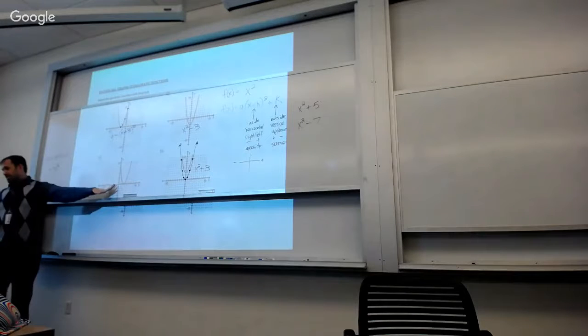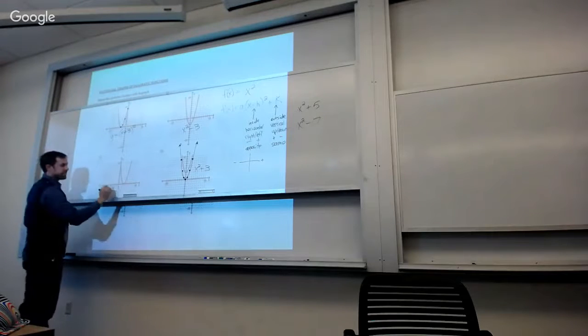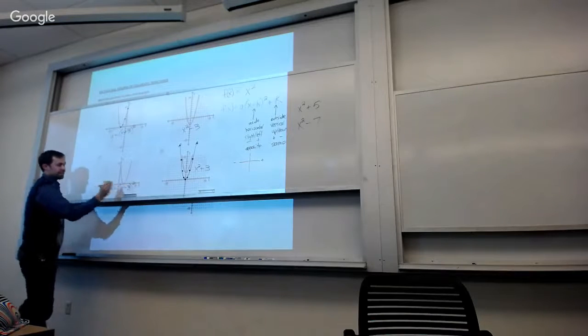What would the formula be for the graph in part C? Yeah, it'd be y equals x something squared. Since I shifted right 3, you write minus 3.